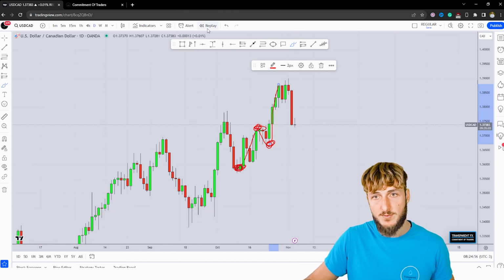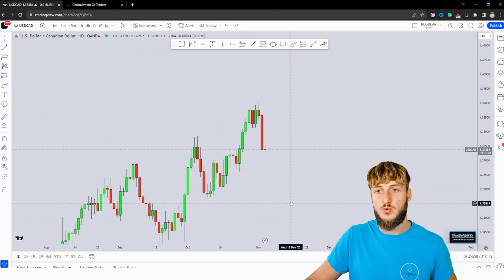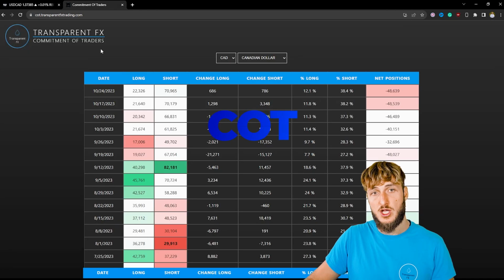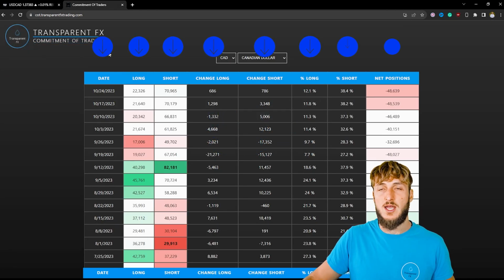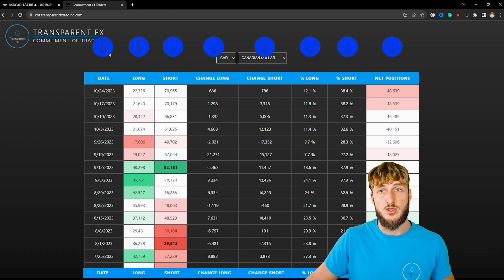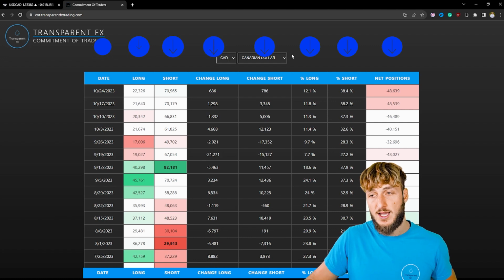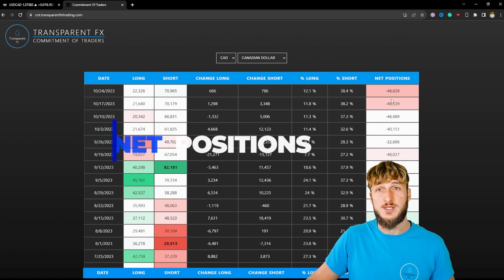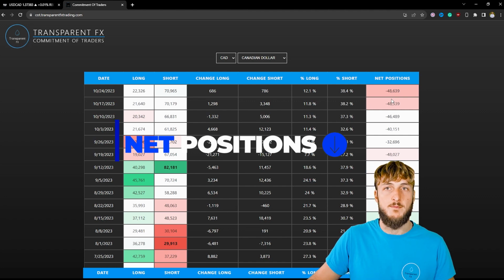Now, at the moment, what do we have? Well, before we continue with our analysis here from a technical perspective, let's first go and see what we have when it comes to the commitment of traders, so the COT data, which is what the non-commercials, so the biggest speculators in the market, are doing. Now, checking the data for the CAD, what we can see is that with the last reports, net positions have been decreasing quite massively.